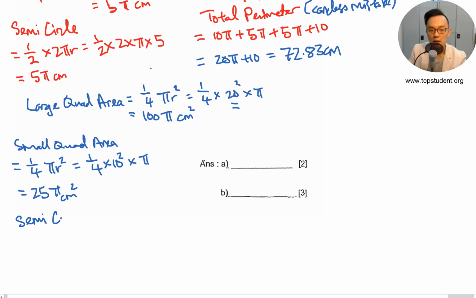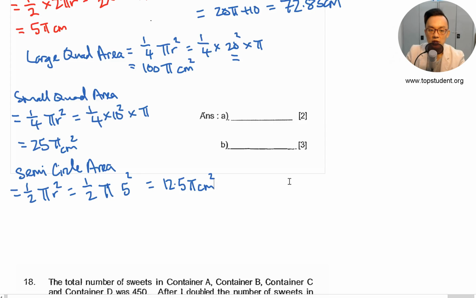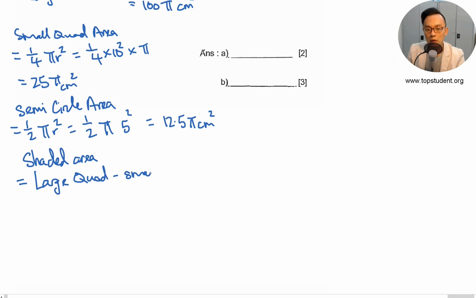And you need to find the semicircle area, which is equal to half pi r squared, equal to half times pi times r, which is 5, squared, equal to 12.5 pi squared centimeters. So you have all this, so your shaded area is equal to your large quadrant minus away your small quadrant minus away your semicircle. Alright, so work it out, and the units is squared centimeters.